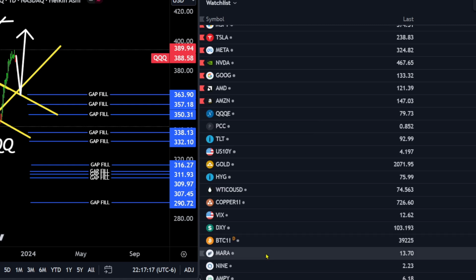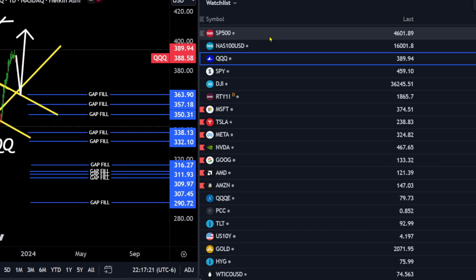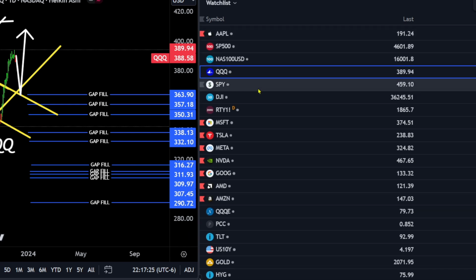You don't need the 3 bottom ones. Those are just extra. But from Bitcoin up, this is what you have to do. You need all of these. And when you have all of these bookmarked, you need to chart every single one.